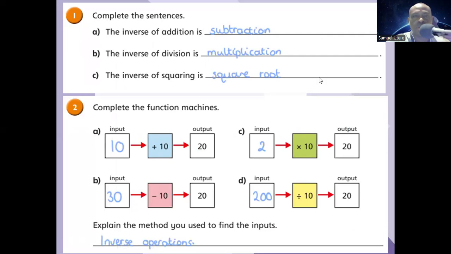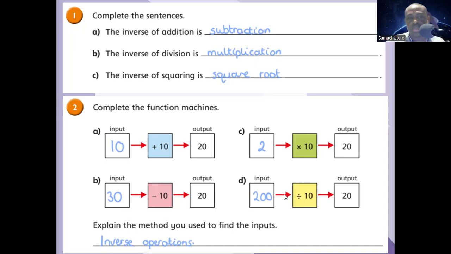Okay, this one has to do with the inverse operations that we're talking about. The inverse of addition is subtraction, the inverse of division is multiplication, and the inverse of squaring something is to do the square root of that thing. Okay, and then this one, you're given an input, you just have to do the operation of the function machine, and these are the answers.